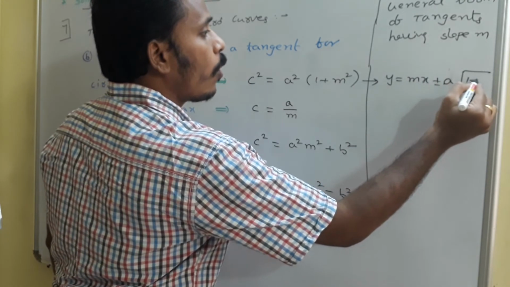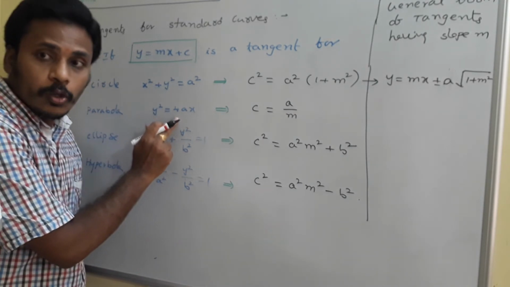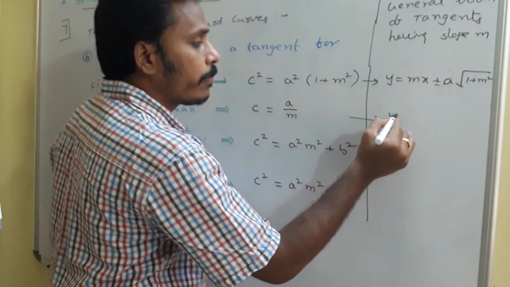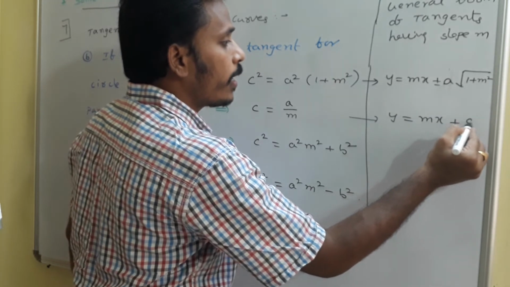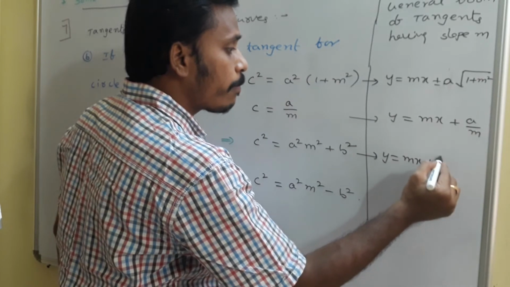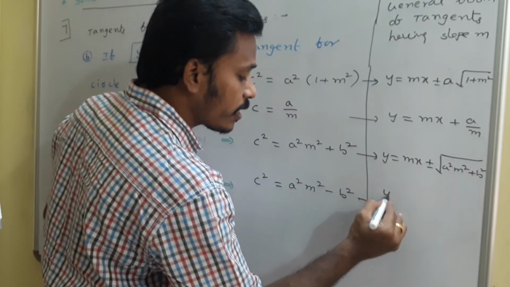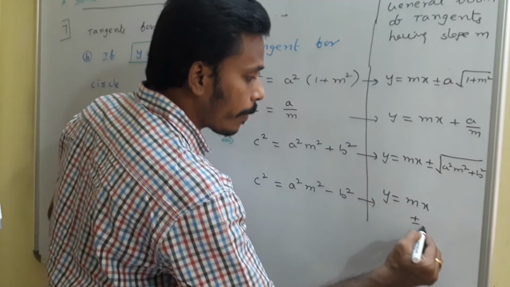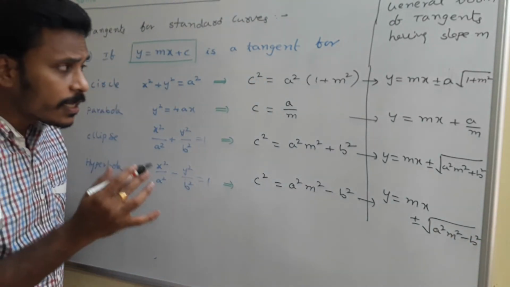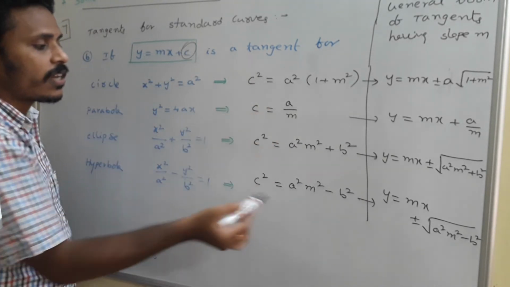A into root of 1 plus m square. Whereas coming to the parabola, y square is equals to 4ax, a general tangent for this parabola having slope m is simply y is equals to mx plus a by m. And in this case, y is equals to mx plus or minus root of a square m square plus b square. And in this case the general tangent is y is equals to mx plus or minus root of a square m square minus b square. What I did? Simply I am just replacing this c of the tangent with these conditions, that's it.